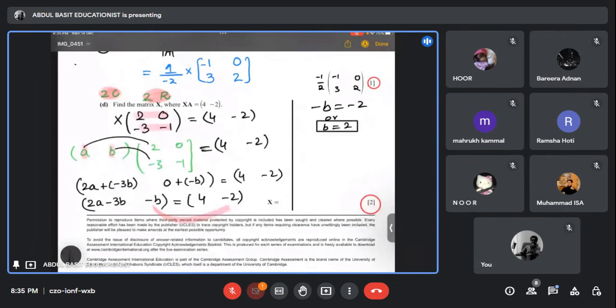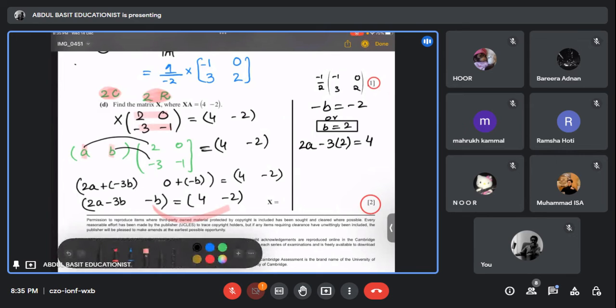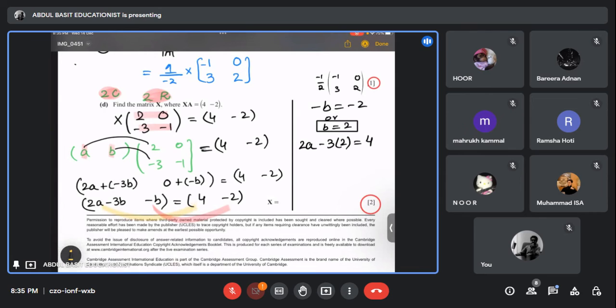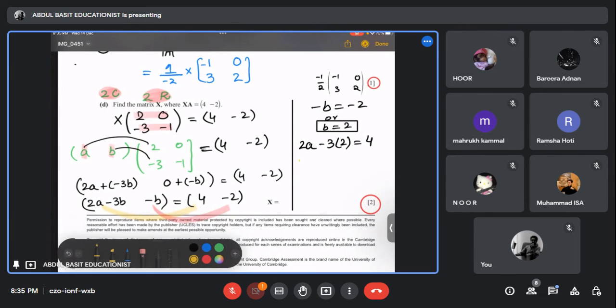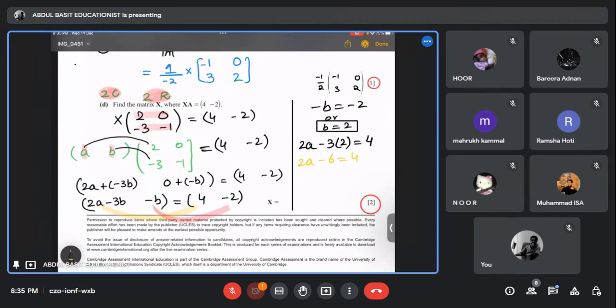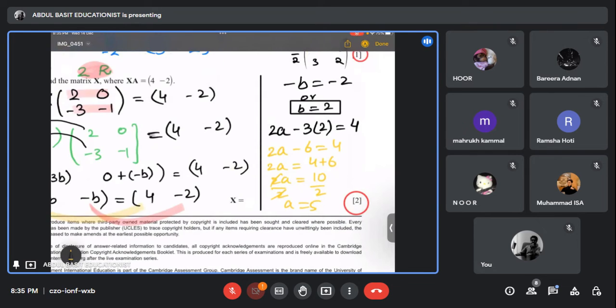Okay, now it's time to find out another one, and we have the value of B as well. So it means that 2A minus 3 times B, and B is 2, equals 4. We can see that that's the thing. Get it? So 2A minus 6 is equals to 4. 2A is equals to 4 plus 6. 2A is equals to 10. Divide by 2 on both sides, so it means that A is equals to 5. Now we got the matrix, that what that matrix is.